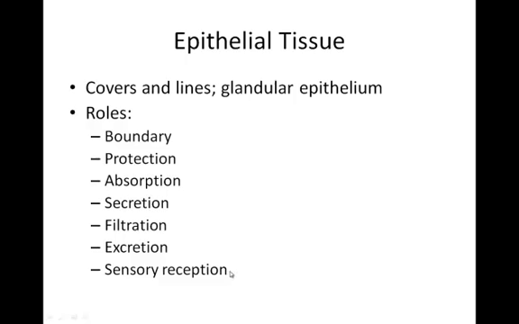And sensory reception. Sensory reception is detecting something that is occurring, say on our skin. If a fly lands on your skin, you're going to detect that because you have sensory receptors in the skin. However, sensory reception is actually occurring because of our nervous system, but the nervous system is housed in our epithelial tissues. So epithelial tissue is not actually receiving that information. The sensory receptors are just housed in the epithelial tissue.